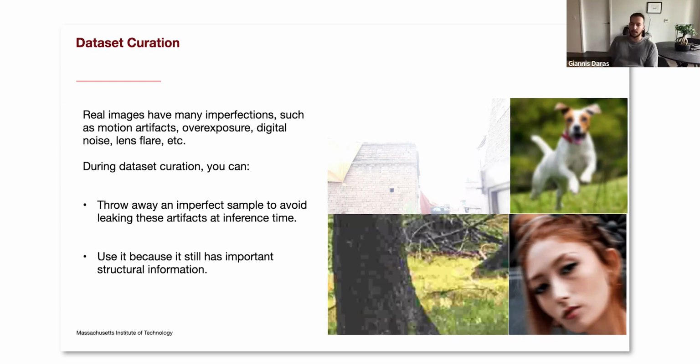Like for example, in this image of the dog, you can still see that there is a dog, and in the other image you can see that there is a girl, and there is a tree. So all of this information is there, but you throw it away just to be safe because you don't want to be generating blurry dogs at inference time. Or the other thing that you can do is you can keep it, but then you risk having a generator that's producing bad things at inference time. So in settings where you are not data limited, you can afford throwing away a lot of your samples. But in some settings where you are data limited, you cannot afford to do this.